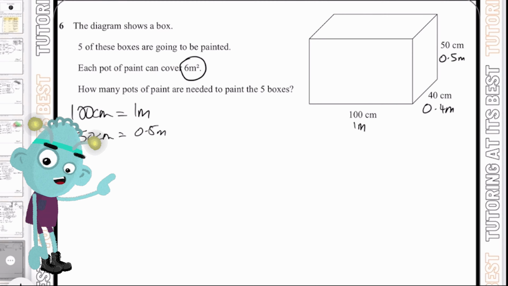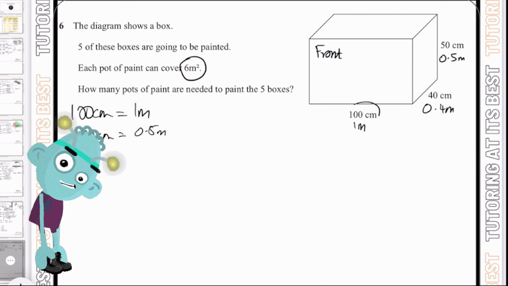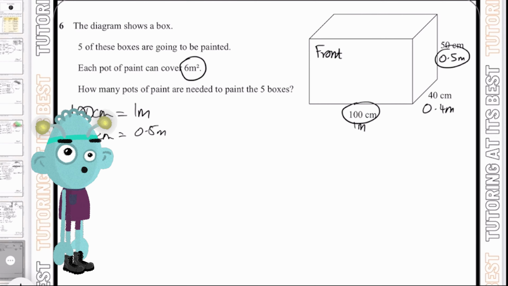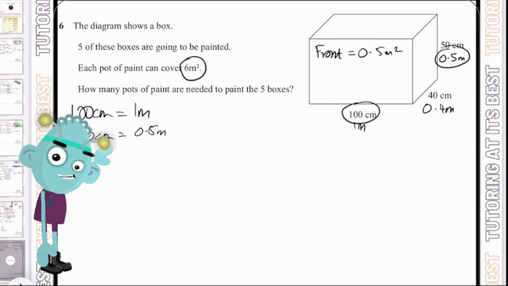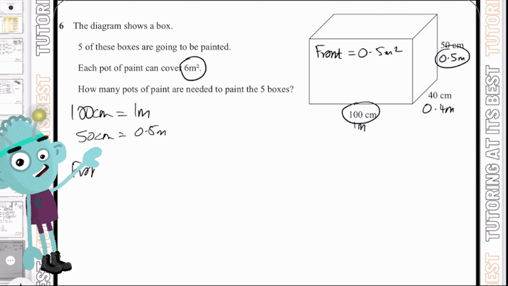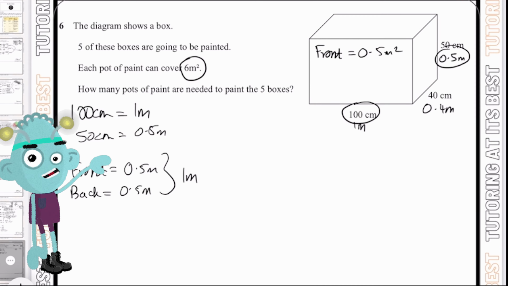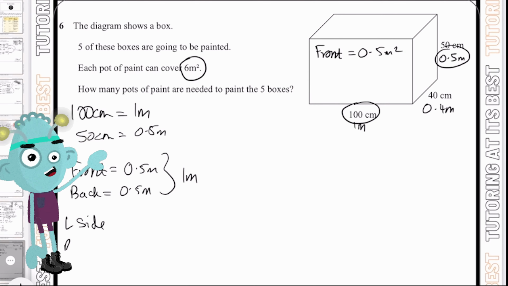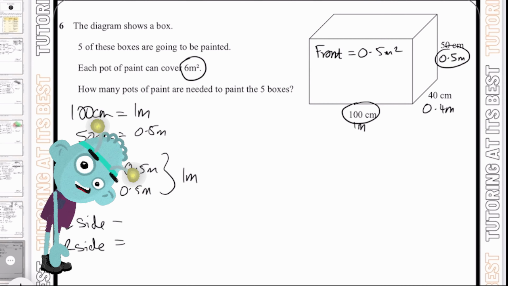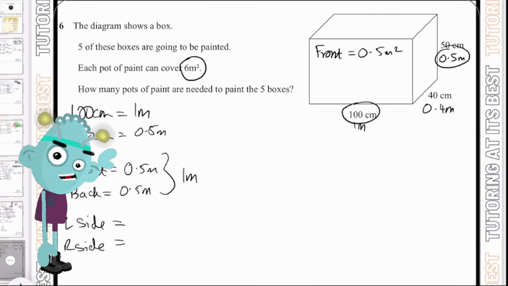Let's go ahead and work out the area of each of the sides. So let's go with our front. We know it's going to be 1 meter by 0.5. So 1 times 0.5 is going to be 0.5 meters squared. We know that our back and our front is going to be the same. So we have 1 meter so far. We then need to go for our left-hand side and our right-hand side.